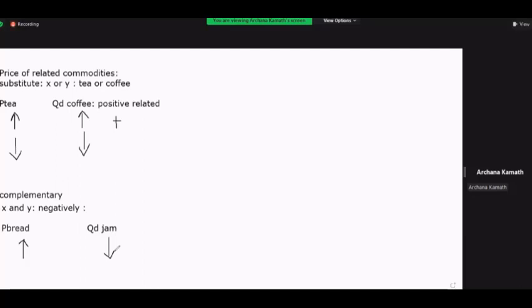But still, if these two are to be consumed together, when there is a fluctuation in the price of a complementary good, it will have a negative relationship with the demand of its complementary. So when the price of bread increases, demand for jam falls. When the price of bread falls, demand for jam increases. Am I clear to you?